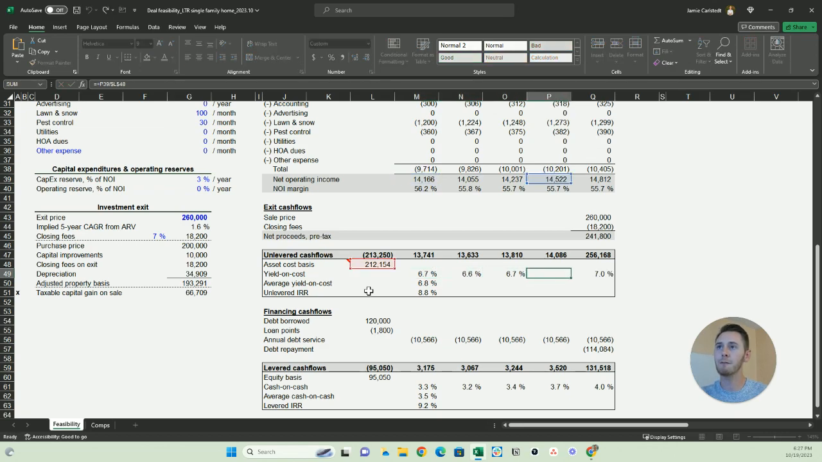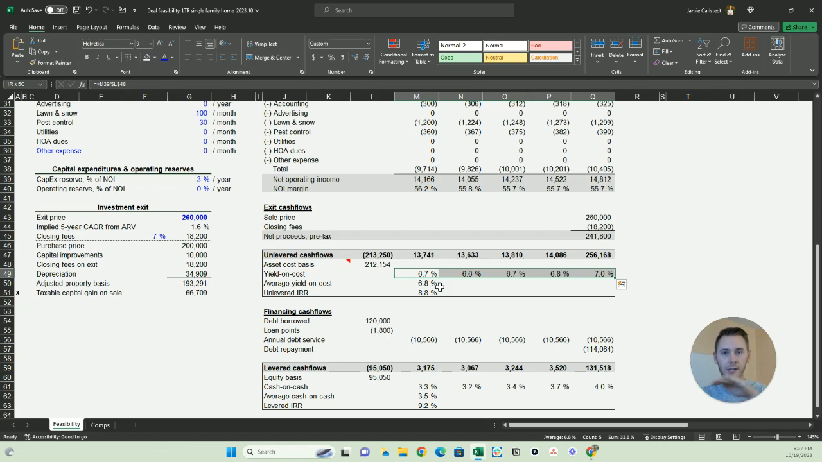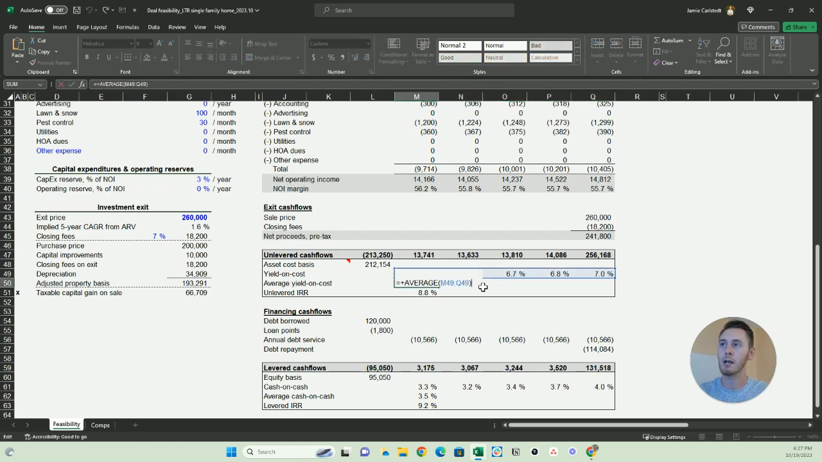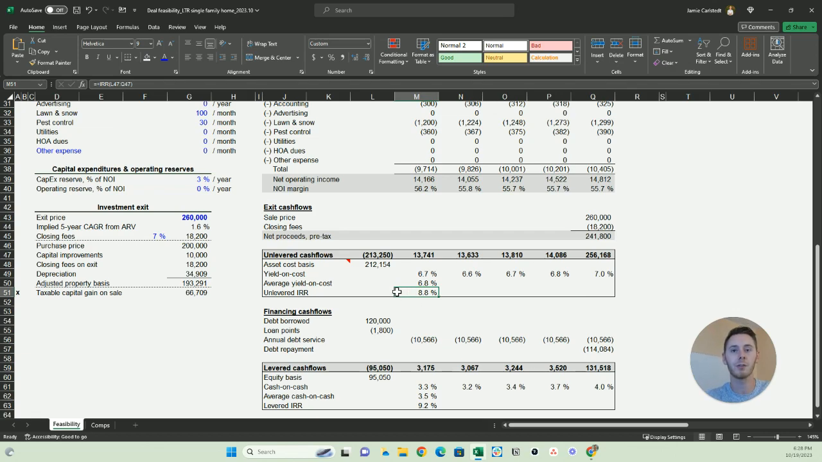So we put that out for each year, and you can see that it's slowly growing. That's because this cost basis stays fixed, whereas your net operating income is slowly growing year over year. That's the reason for the slight increasing trend in yield on cost. Then you have your average yield on cost, which is just averaging them, and your unlevered IRR. For the IRR formula, you're just selecting this series of cash flows, and that's going to tell you the internal rate of return for the deal.